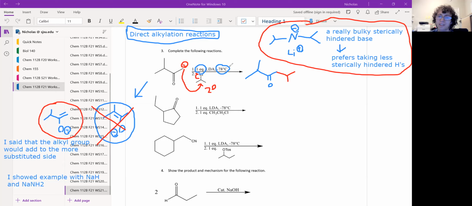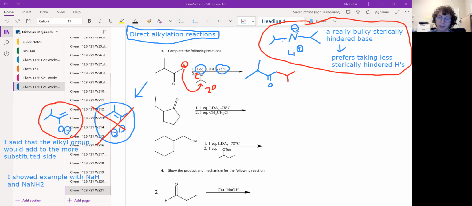He discussed in class why it has to be cold. Basically, if you don't cool it down, you're going to do other reactions. So we have to cool it. Otherwise, it's too reactive when you form an enolate. But you can just remember, if you like, that it has to be cold.